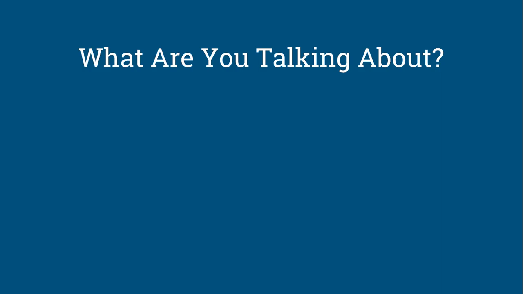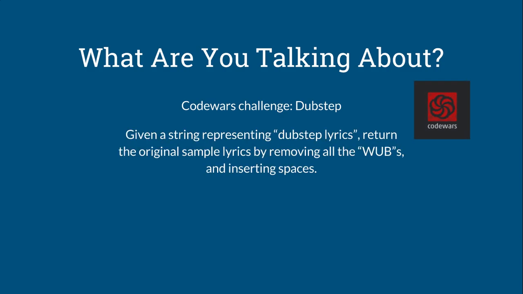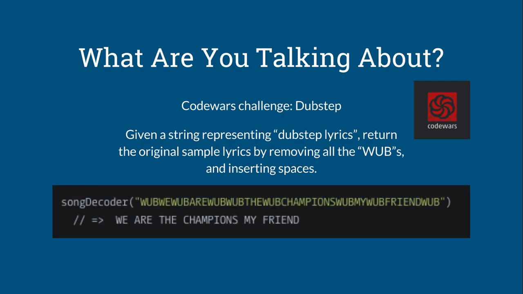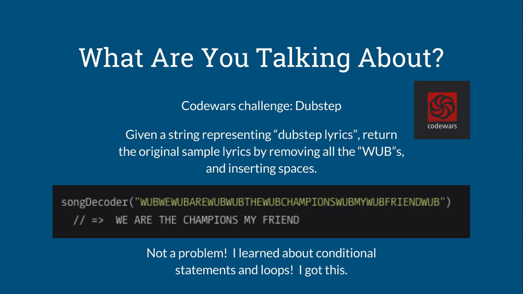I had completed maybe 2 tutorials online and was trying my hand at Code Wars, and I came across a challenge called Dubstep that asked us to take a string which represented dubstep lyrics and return the original sample lyrics by removing all the WBs and inserting spaces. It looked something like this. And I thought to myself, well, I've completed 2 online tutorials and I totally understand conditional statements and loops, so I can totally do this. And I totally couldn't. I struggled for quite some time until my code looked something like this.